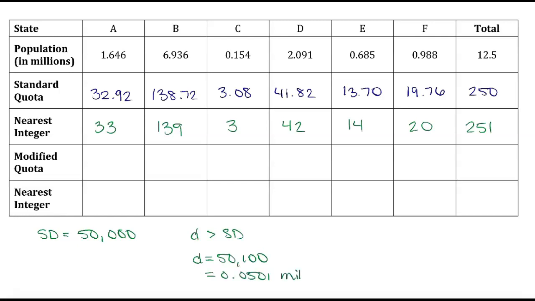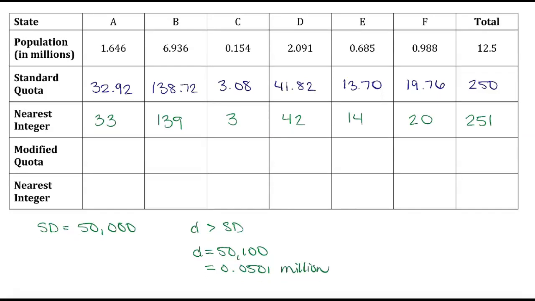0.0501 million. The modified quota now for each state can be found by taking their population and dividing it by the modified divisor. This gives us the following values: 32.85, 138.44, 3.07, 41.74, 13.67, and 19.72. Now let's use our conventional rounding and round each of these values to the nearest integer.